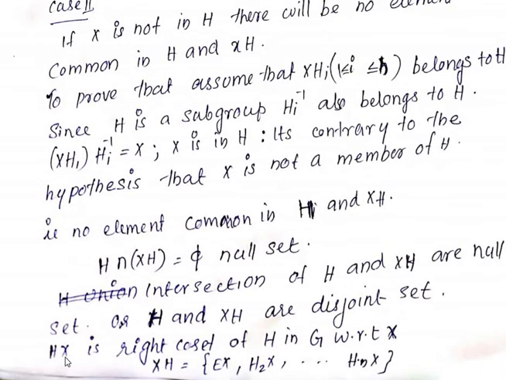So when we multiply x on the right side, Hx is called the right coset of H. Then xH can be written as {x h1, x h2, ..., x hn}, and Hx as {h1 x, h2 x, ..., hn x}.